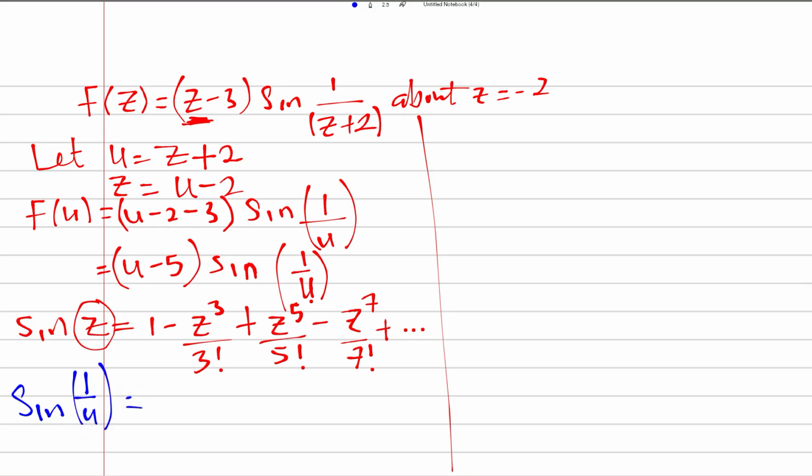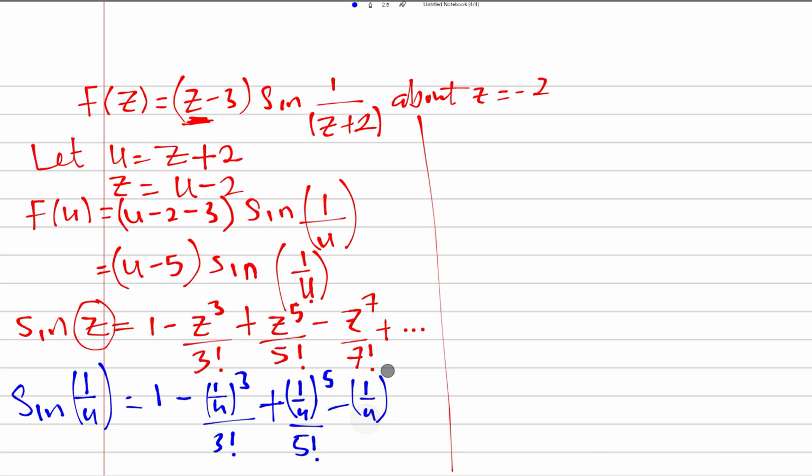I want to write the expansion, so that will be 1 minus 1 over u raised to power 3 over 3 factorial, plus 1 over u raised to power 5 over 5 factorial, minus 1 over u raised to power 7 over 7 factorial, plus dot dot dot. You can see that it is making sense now.